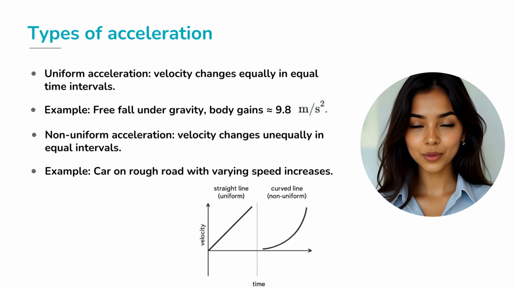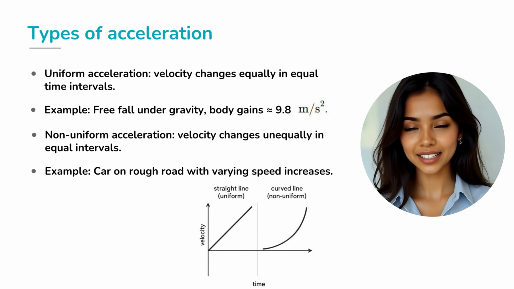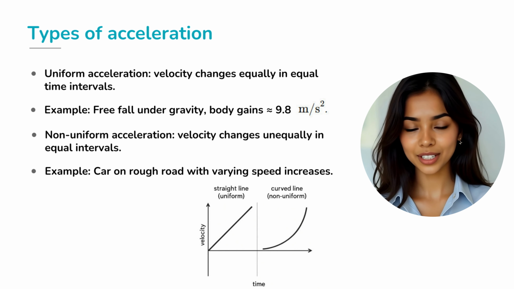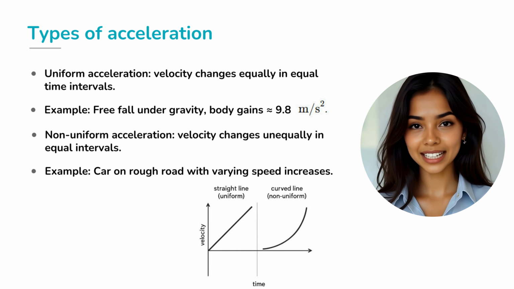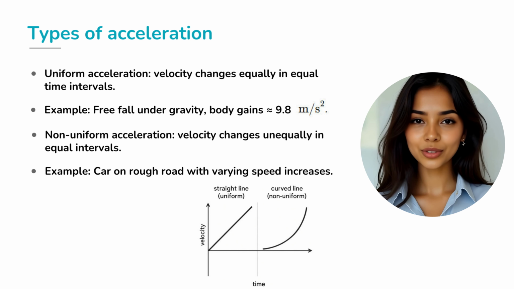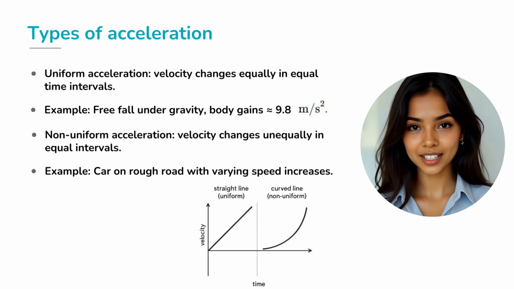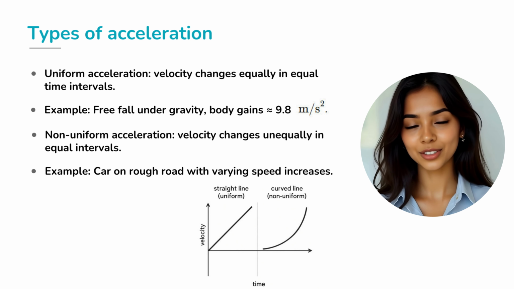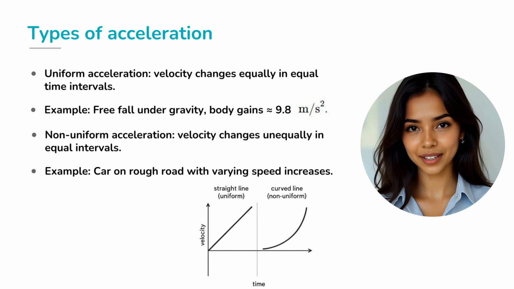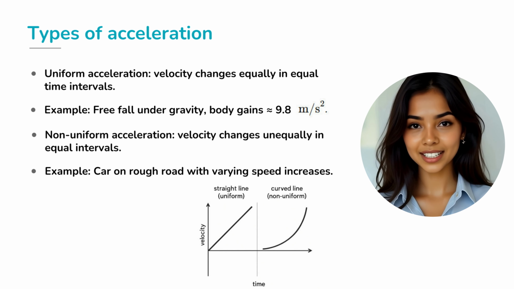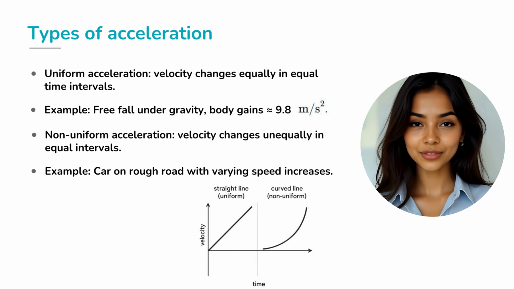Acceleration too can be uniform or non-uniform. In uniform acceleration, the velocity changes equally in equal intervals of time. A perfect example is a body falling freely under gravity. It gains about 9.8 meters per second every second. In non-uniform acceleration, the velocity changes unevenly. Imagine a car on a bumpy road, speeding up and slowing down irregularly. If we plot velocity against time, uniform acceleration gives us a straight line, while non-uniform gives us a curve.